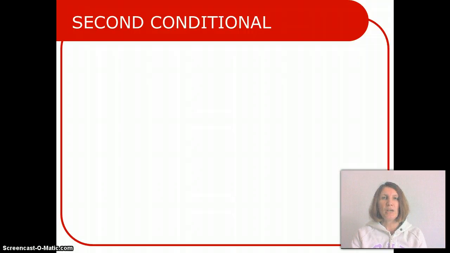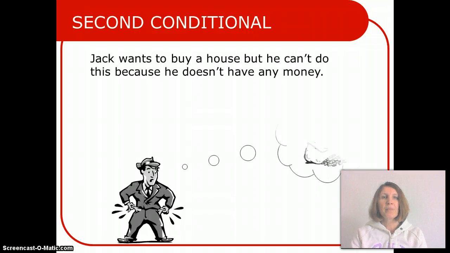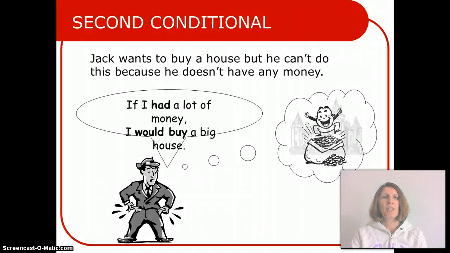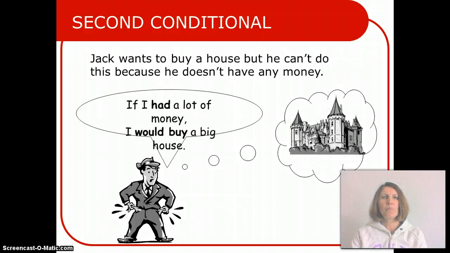What's the second conditional? Look at this example. Jack wants to buy a house, but he can't do this because he doesn't have any money. So, what can Jack say? Jack can say, if I had a lot of money, I would buy a big house. So in this if situation, it's dependent on Jack having money. He doesn't have the money right now, so it's an imaginary situation.